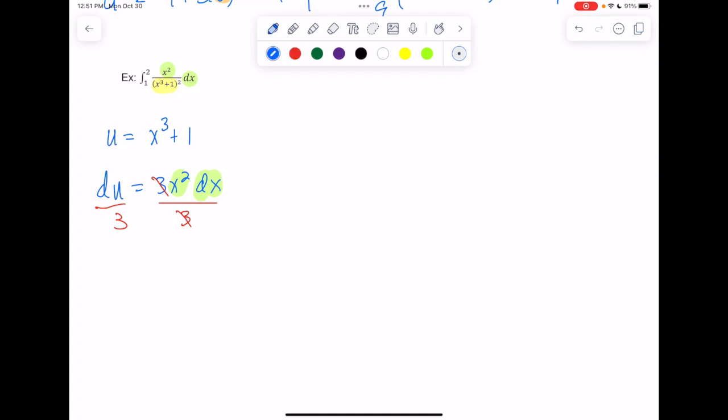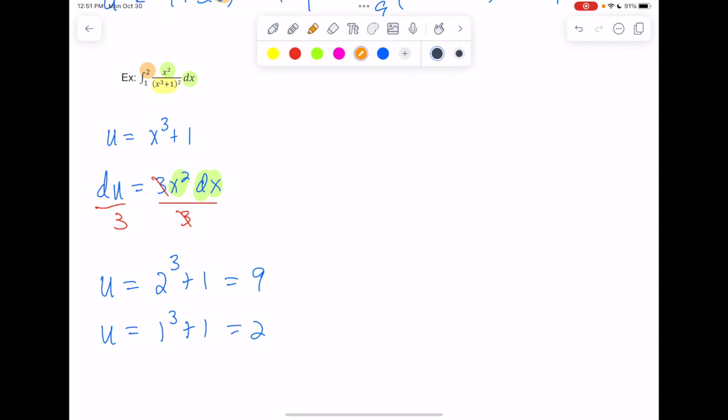But to do a complete substitution, we also need to do the limits. So for the upper limit, we would plug in the 2 and get 2 cubed plus 1. For the lower limit, we would plug in the 1 and get 1 cubed plus 1. So 8 plus 1, 9, 1 plus 1, 2. So just focusing on those limits, there's the 2 for the upper, so I plug that in for the x in my substitution. There's the 1 for the lower, so I plug that in for the x in my substitution. All right, so that is going to get us a complete switch from x to u.